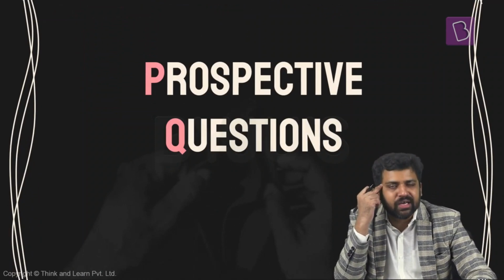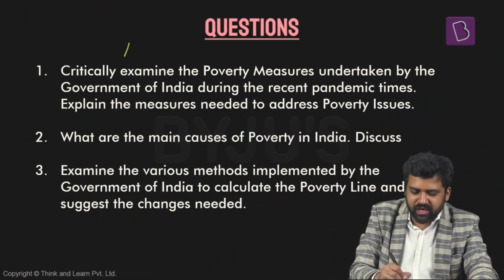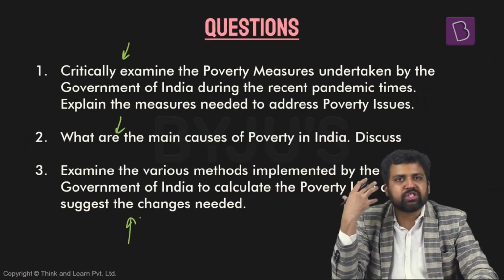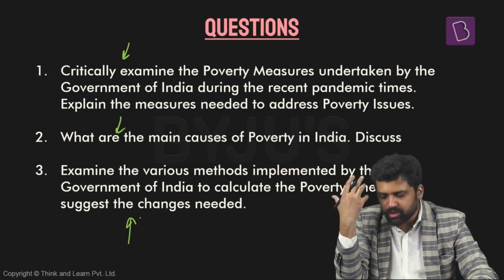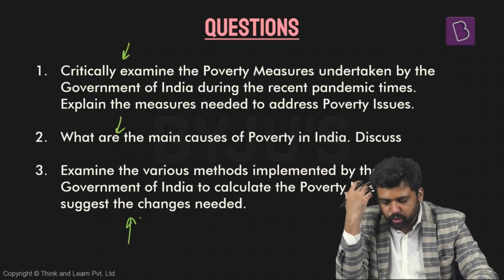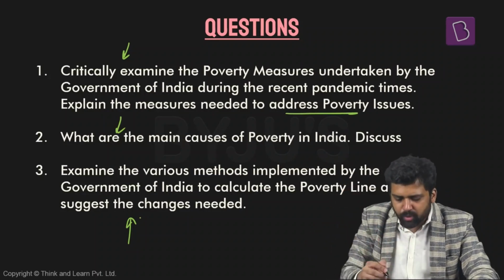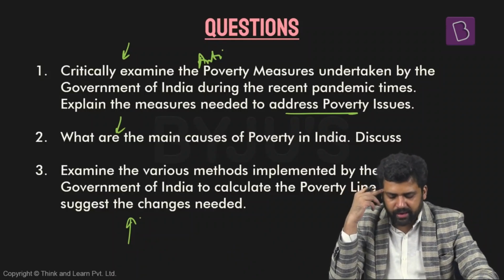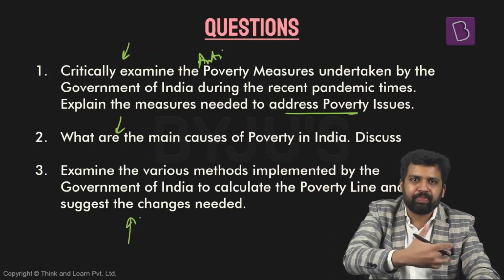So these are some of the questions which were asked in the past. Now, the questions on the screen are the questions that you can try to attempt on your own. Right? Each of these questions, try to answer within 200 words. First question: critically examine the poverty measures undertaken by the government of India during the recent pandemic times. Explain the measures needed to address poverty issues. Right? Here you have to talk about the different kinds of anti-poverty measures taken by the government in recent times and what more needs to be done. Right? So it will help you recap all the things that the government has done.